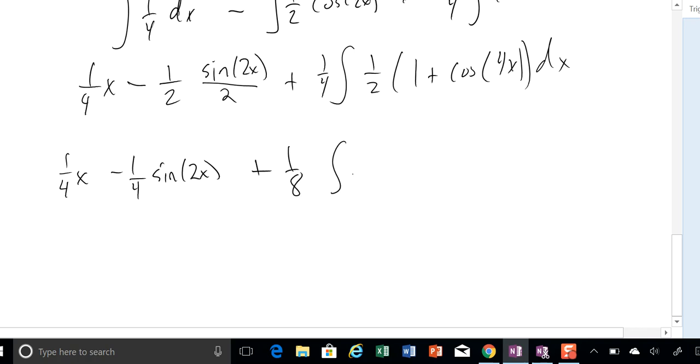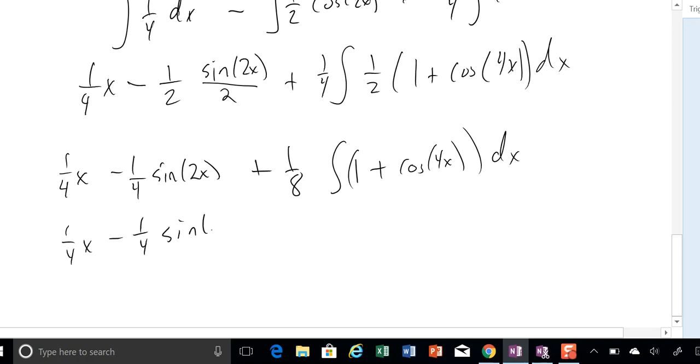1/8 the antiderivative of 1 plus cosine of 4x dx. Alright, and the antiderivative of 1 is just going to give me x. So 1/4 x minus 1/4 sine of 2x plus 1/8 times the antiderivative of 1 is just going to give me x. And the antiderivative of cosine of 4x is going to be sine of 4x.